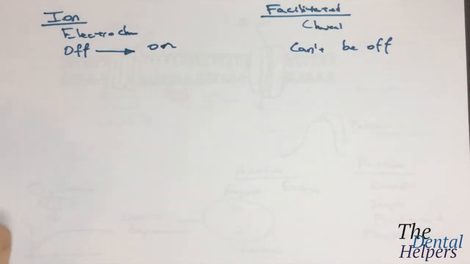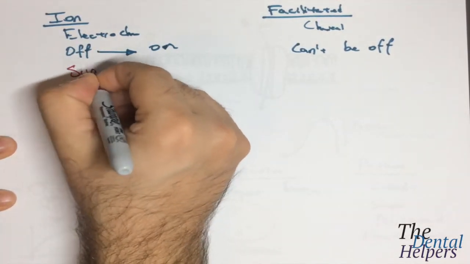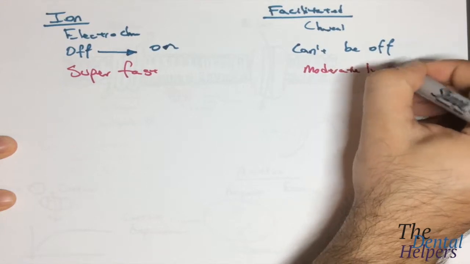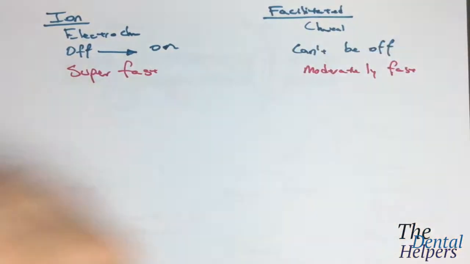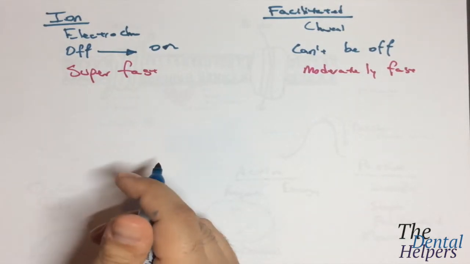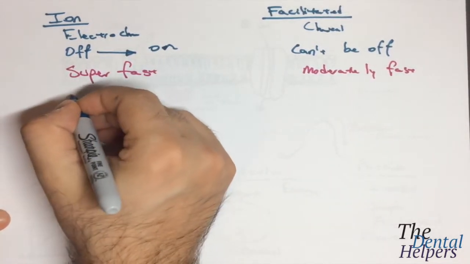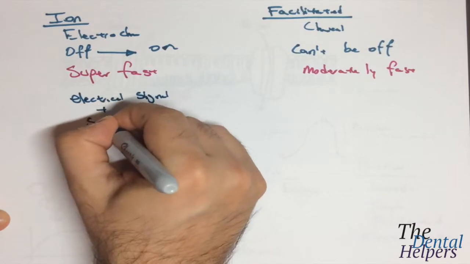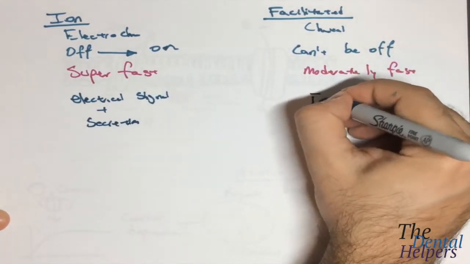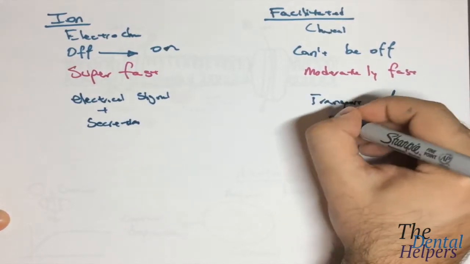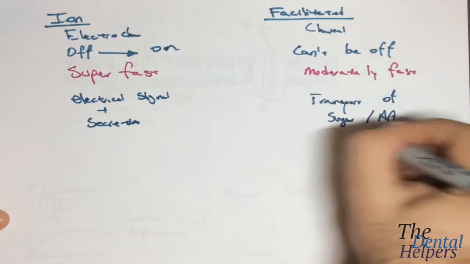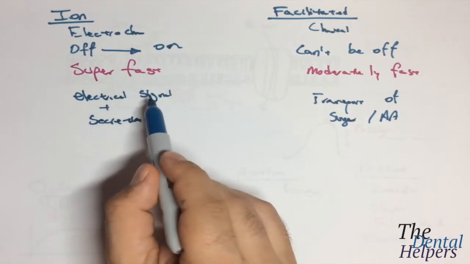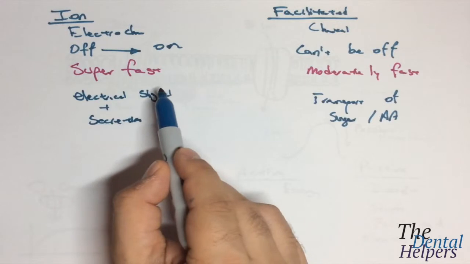The difference between these two, also in terms of speed, is that this one is super fast, while this is moderately fast. The ion channels are typically involved in electrical signaling plus secretion. And this is more for transport of sugars, amino acids, basically your bigger stuff. This is, as I said, ions, so it's small things. And if you think about it, sending something small, like a sodium ion, is going to be a lot faster than sending something big.